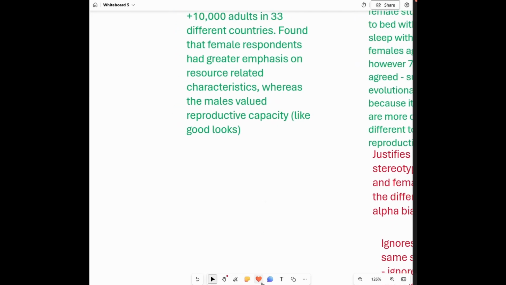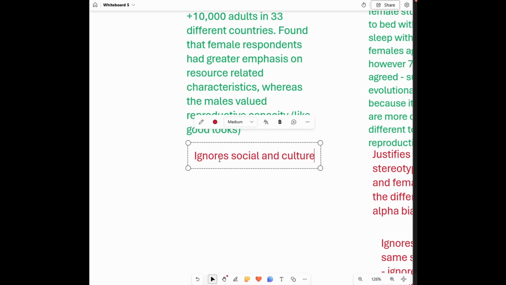Okay, so another negative. Ignores social and cultural influences. It's basically ignoring the idea of nurture. It's basically saying everything's biological. You're just programmed to behave like this. It's ignoring these outside influences.